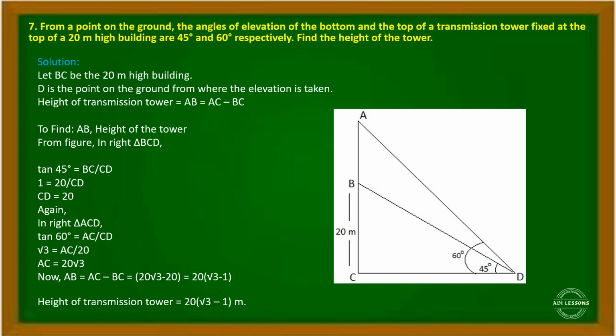Now AB equals AC minus BC. That equals 20 root 3 minus 20. That equals 20 into root 3 minus 1. So, thus, the height of the transmission tower is 20 into root 3 minus 1 meters.